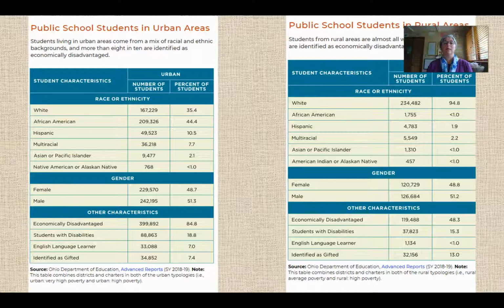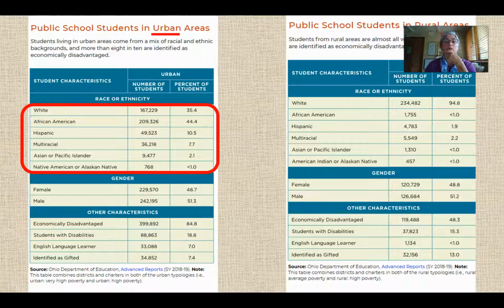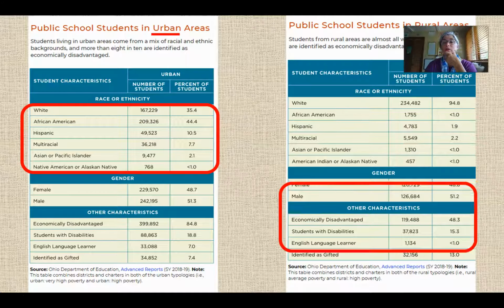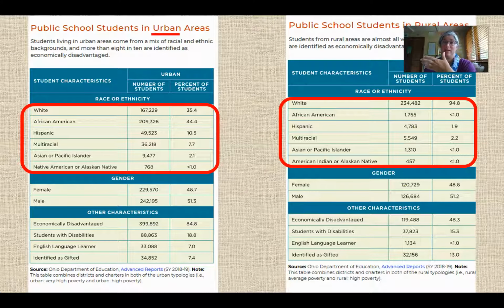I wanted to compare one last set of data for Ohio to get you to better understand the state that you're at least going to school in. You can see on the left I have urban schools, on the right I have rural schools. So urban, 35% white for the students. Rural, 94.8% white. So there's a big difference in Ohio between our urban and our rural areas.